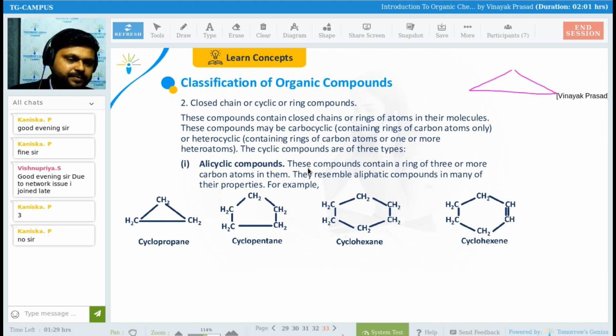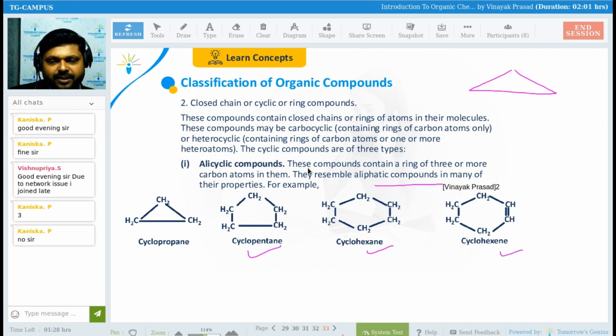Right? So ring. Now see here, this is cyclopentane. This is also a ring. This is also a ring, right? Now, this compound contains a ring of 3 or more carbon atoms in them. They resemble the aliphatic compounds in many of their properties.